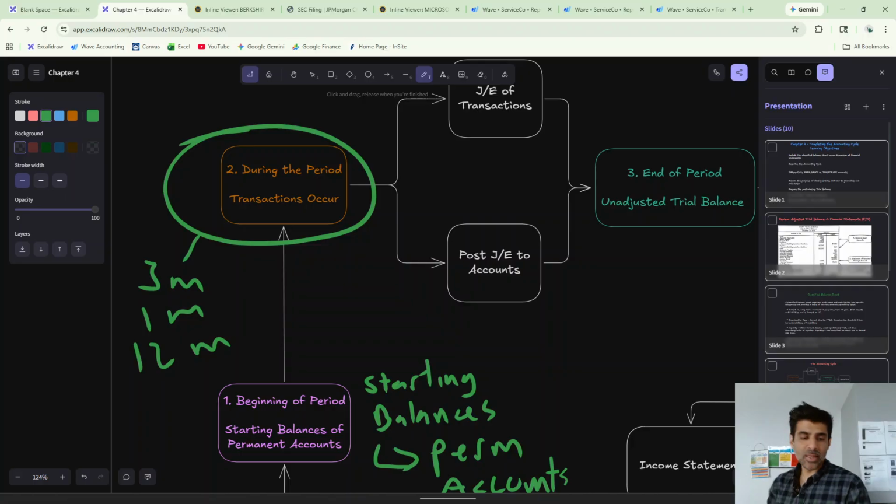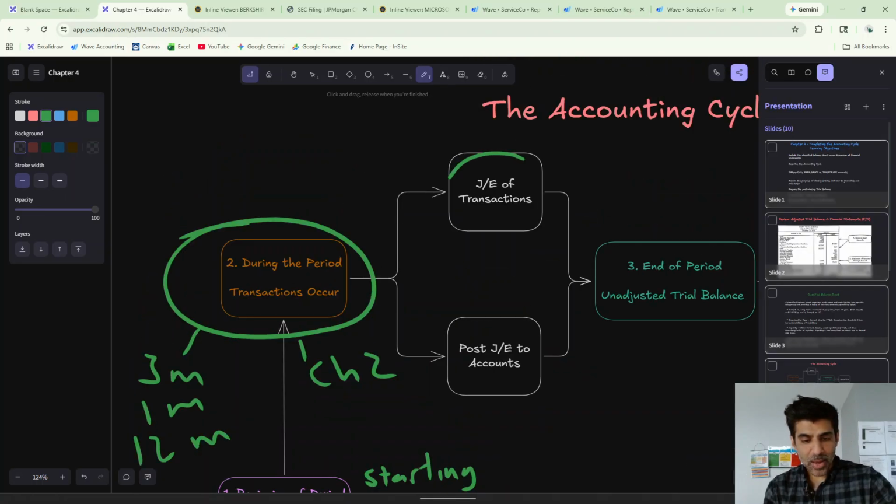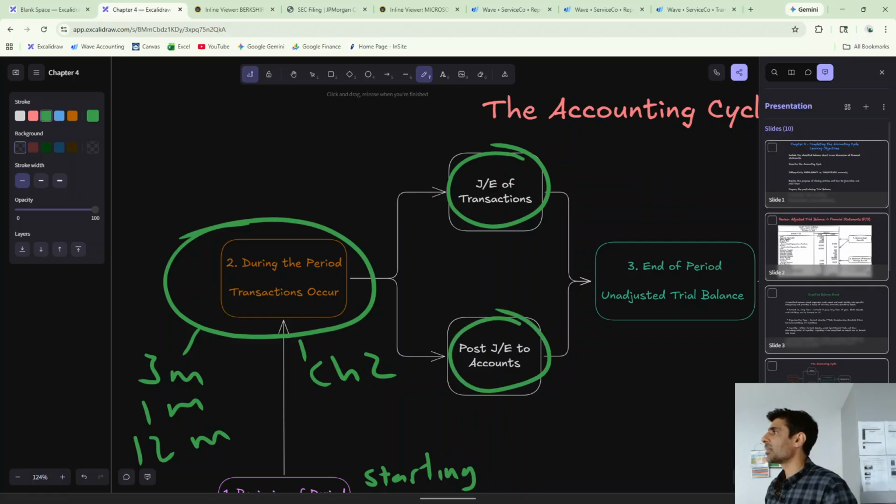So that was chapter 2. This is essentially what we did in chapter 2: journal entries for transactions. We made the journal entry and then we updated the accounts by posting them, right? We had those T accounts. Whenever there was a journal entry, we'd make the journal entry and then update the account balances during the period. And we just kept accumulating those during the period.